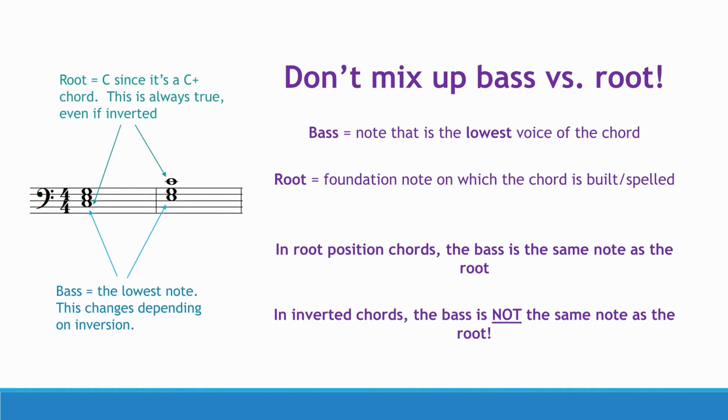The root note is the foundation note on which a chord is built or spelled. And that note will stay the same regardless of inversion. So in the 2 chords that I have on the page here, the root is always going to be C, whether it's in root position or whether it's in first inversion like we're seeing in the second bar, because this is the thing that the chord is built on. So in root position chords, the bass is the same as the root, but in inverted chords, the bass is not the same note as the root.